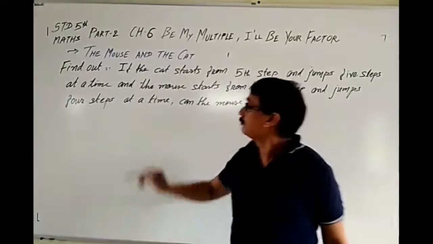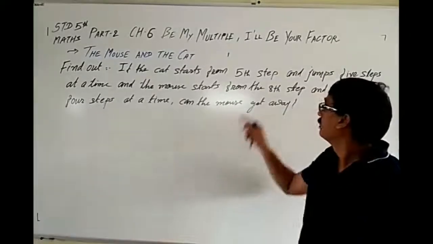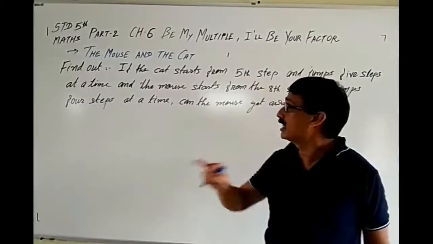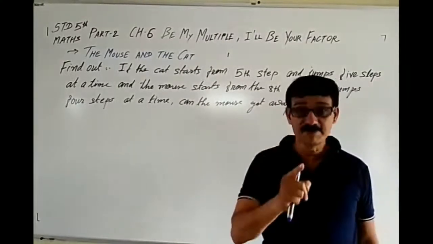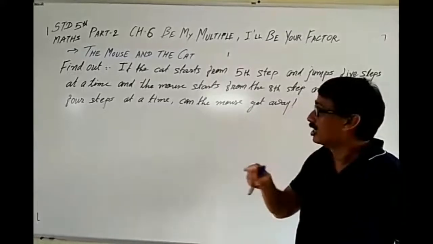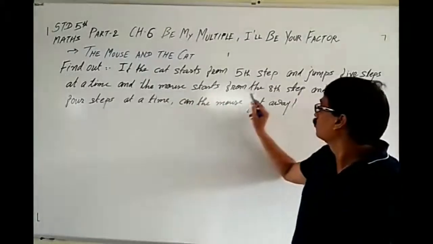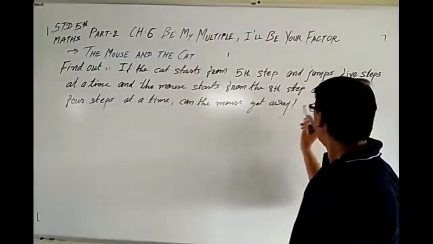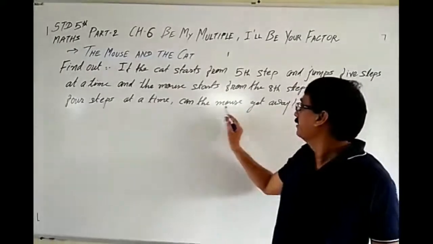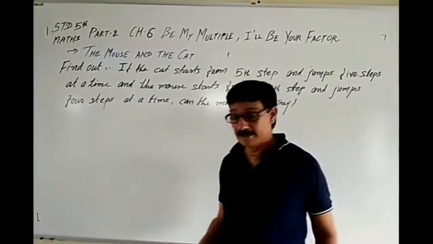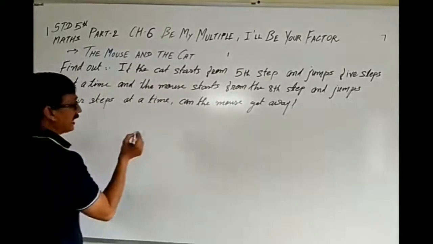This is find out. If the cat starts from the 5th step and jumps 5 steps at a time, and the mouse starts from the 8th step and jumps 4 steps at a time, can the mouse get away? Let's see. So first of all, let's write the steps for the cat.